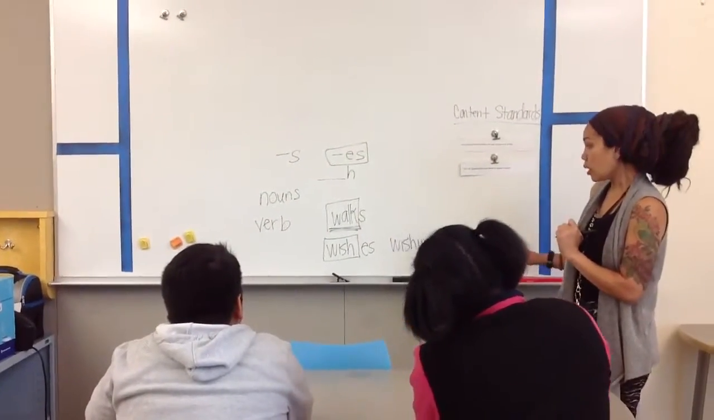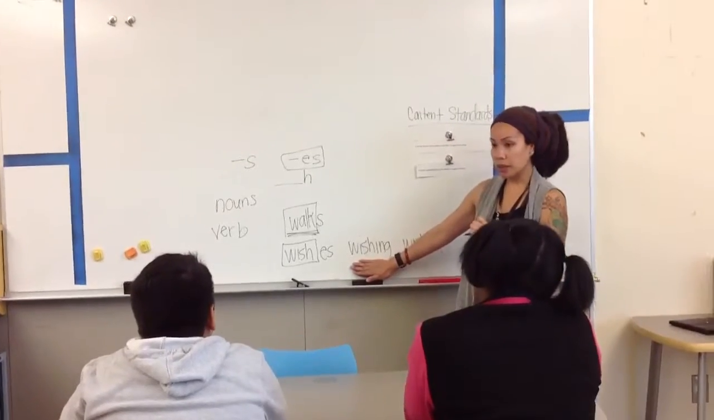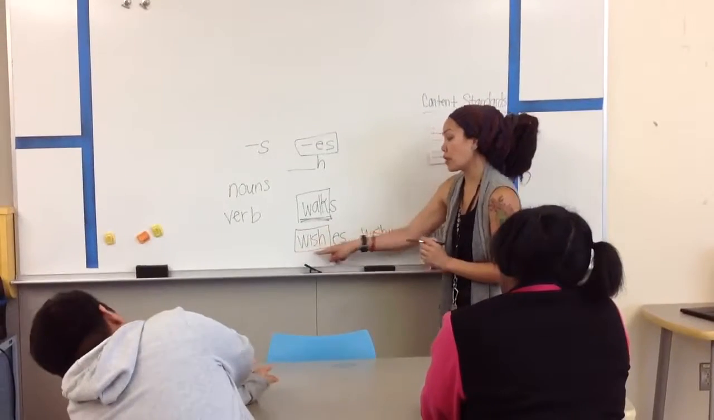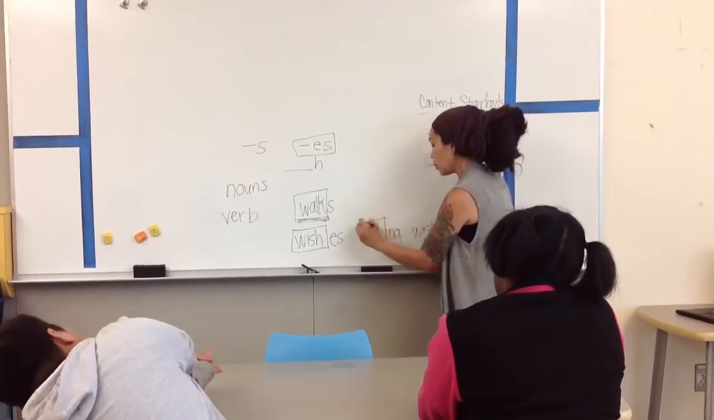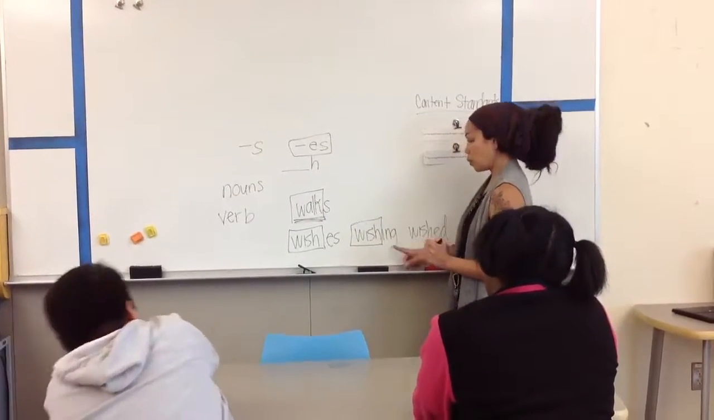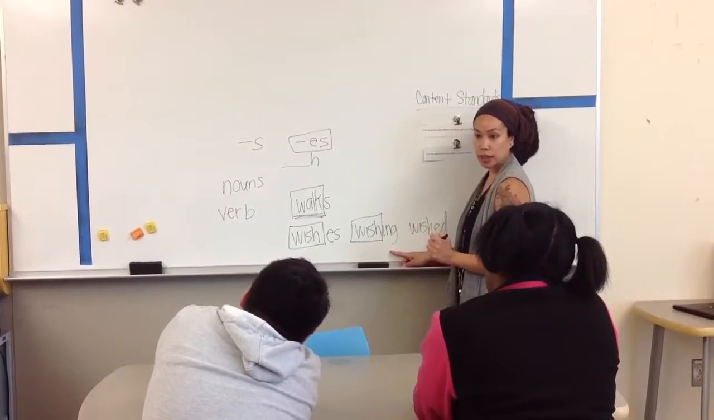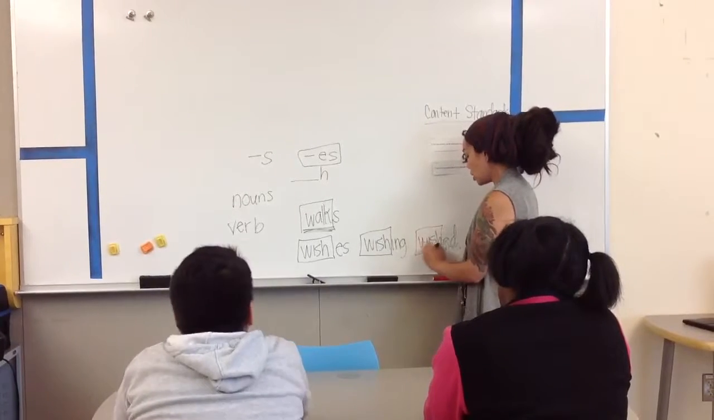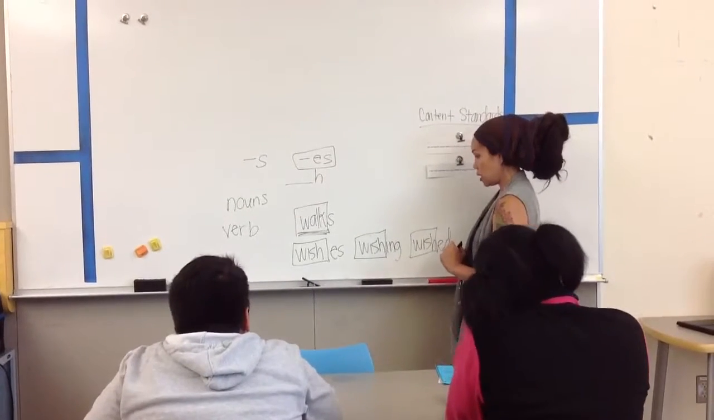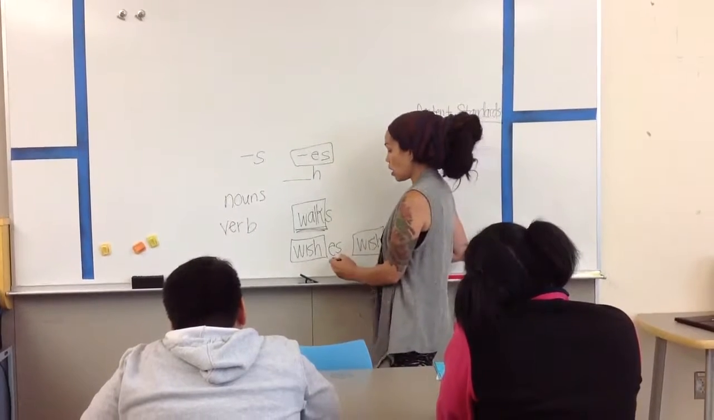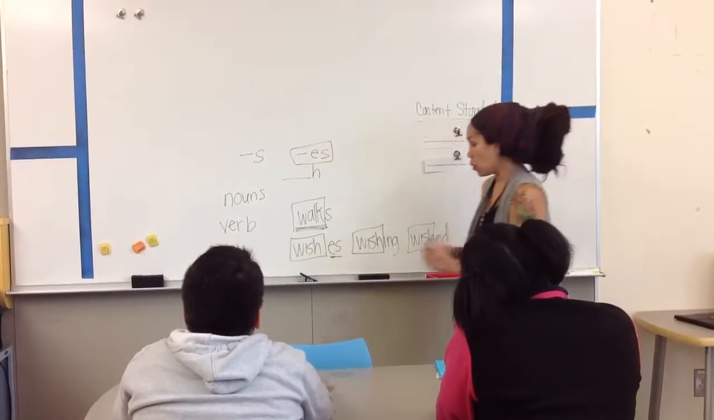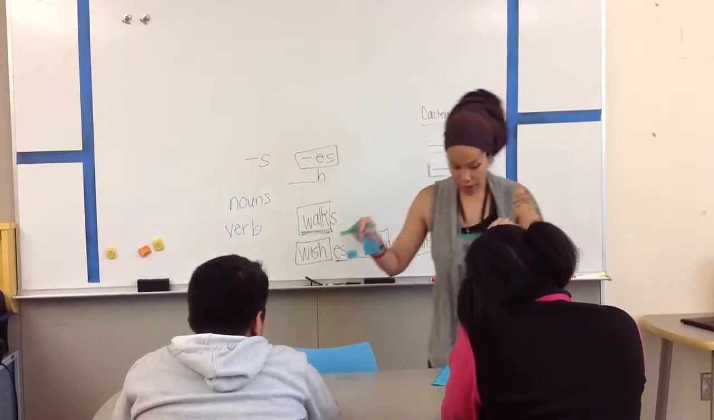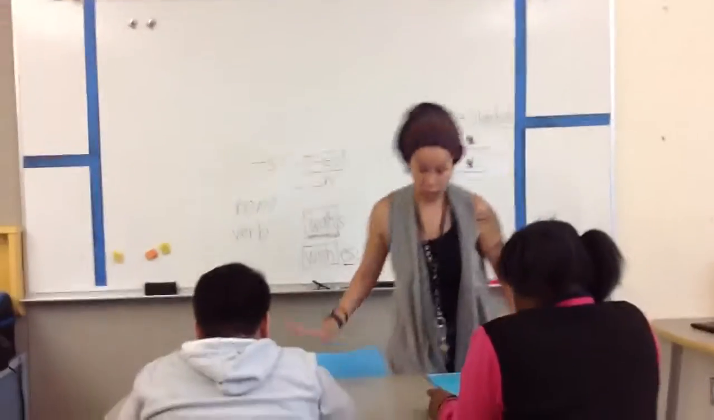Okay. So what's the base word here? I put a box around the base word. So I put a box around wish. And what's the inflectional ending here? ING. Base word, wish. Inflectional ending, ED. But today we're only going to focus on plural. Okay? So what I have for you guys are these bags. They have words with either S.